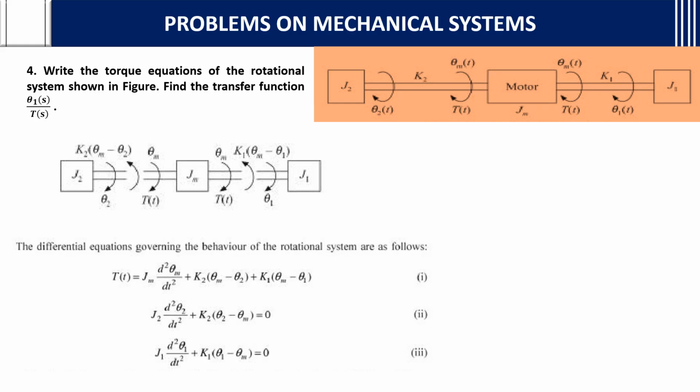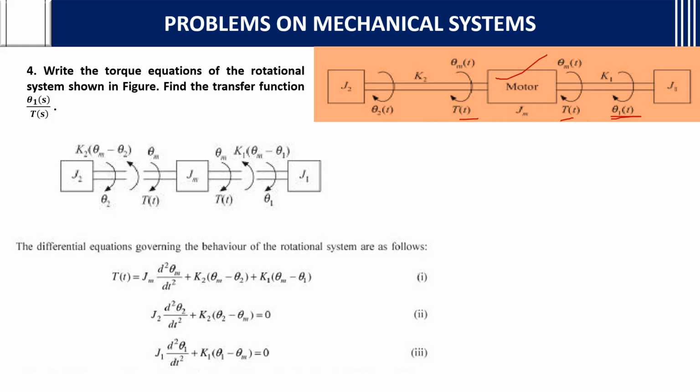Next question. Write the torque equations of the rotational system in the figure. Find the transfer function theta 1 of S by T of S. We want theta 1 of S by T of S. Here, where is theta 1 of S? This T of S they are asking. Okay, we'll find that. It is a little bit different, so I'll explain clearly.